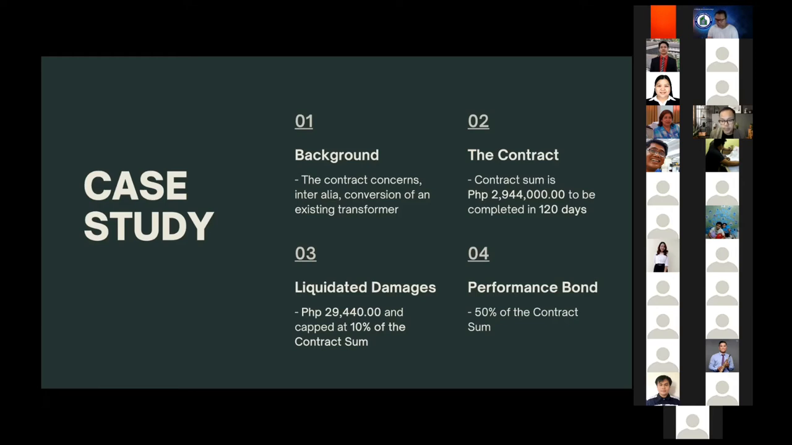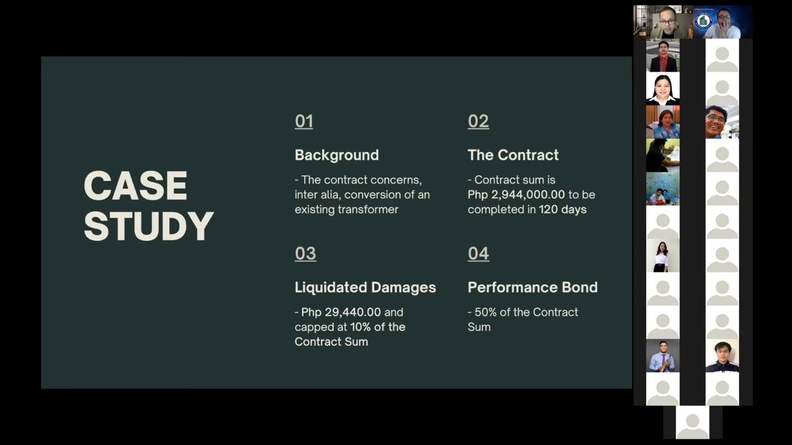$2,944,000, which is due to be completed 120 days after the contract takes effect. Their contract provides for $29,440 per day of delay, which represents 10% of the contract sum. The liquidated damages clause is capped at 10% of the contract sum. R.S. Tomas acquired a performance bond amounting to 50% of the total contract sum, which is $1,458,618, for the full and faithful completion of the project.